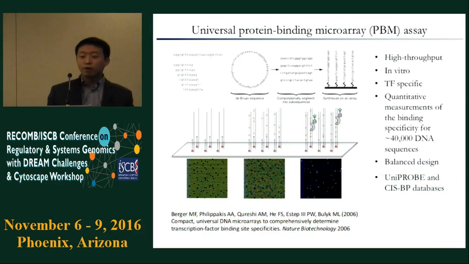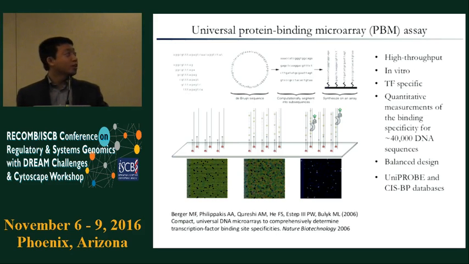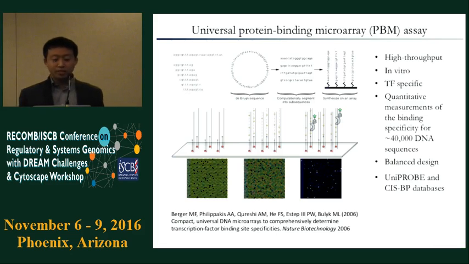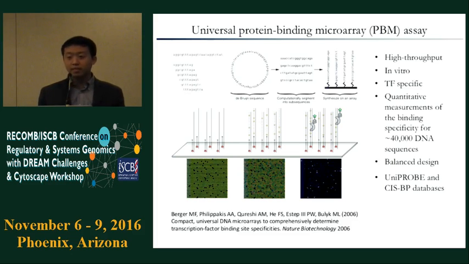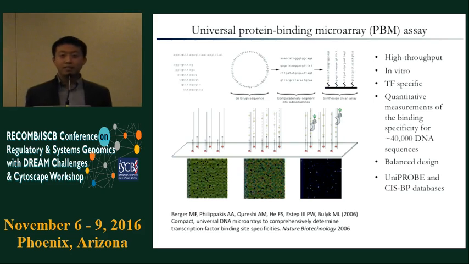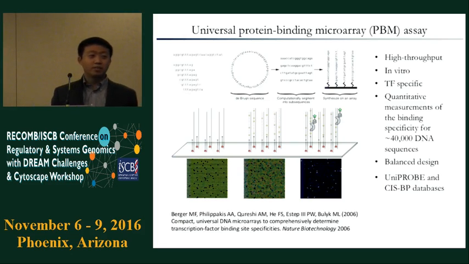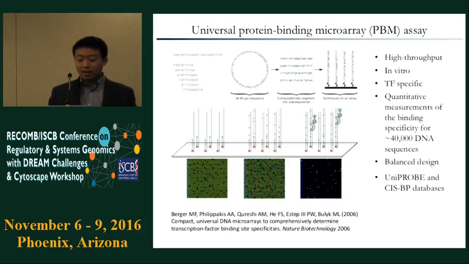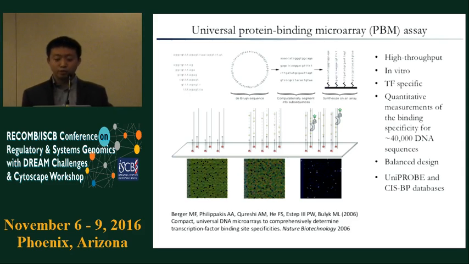Okay, now we start to build our own models. And the raw data we are using are universal protein binding microarray assay. So this is a high throughput in vitro assay. It is TF specific. In each experiment, we can have a quantitative measurement of the binding specificity of about 40,000 DNA sequences. The design of the sequence on the microarray is very balanced, so that each k-mer appears once and only once. We can find this data on online databases such as UniProbe and CISBP.